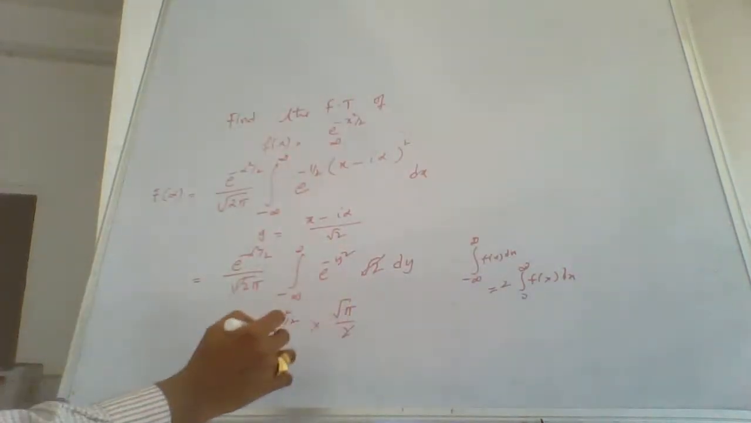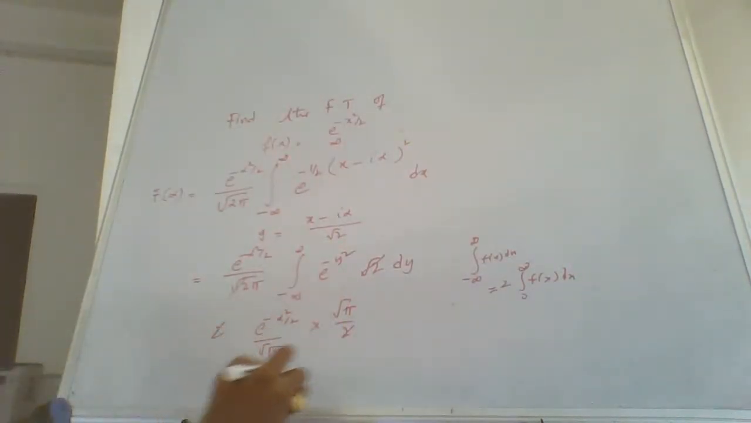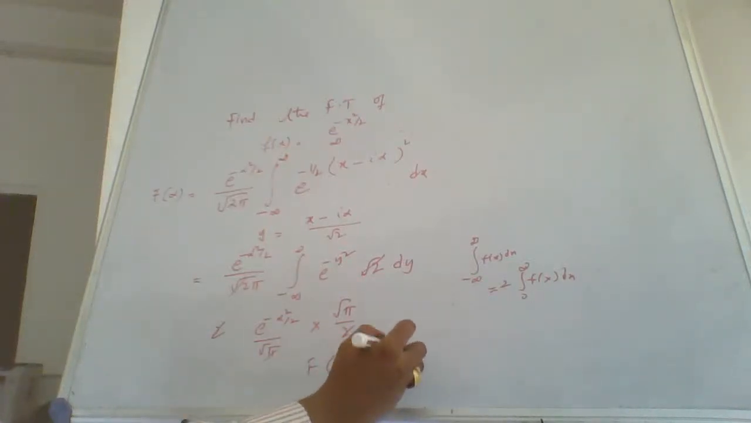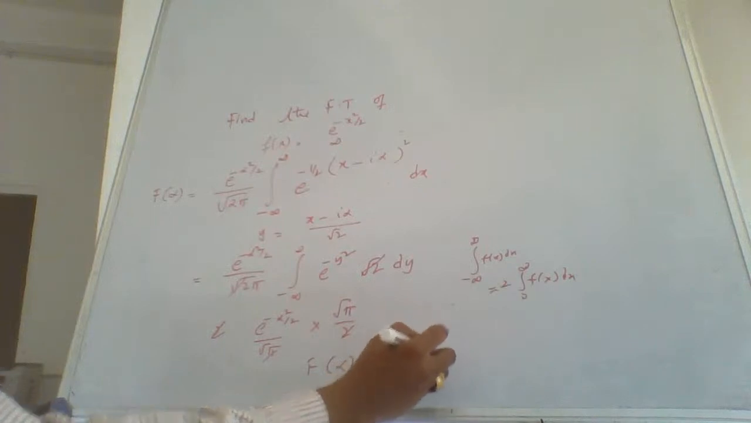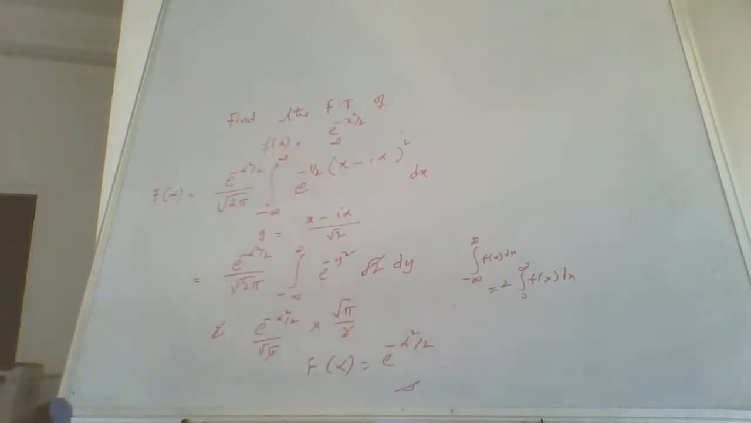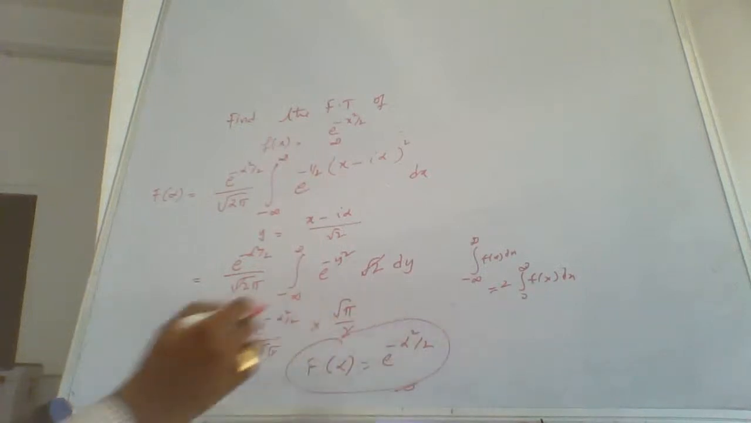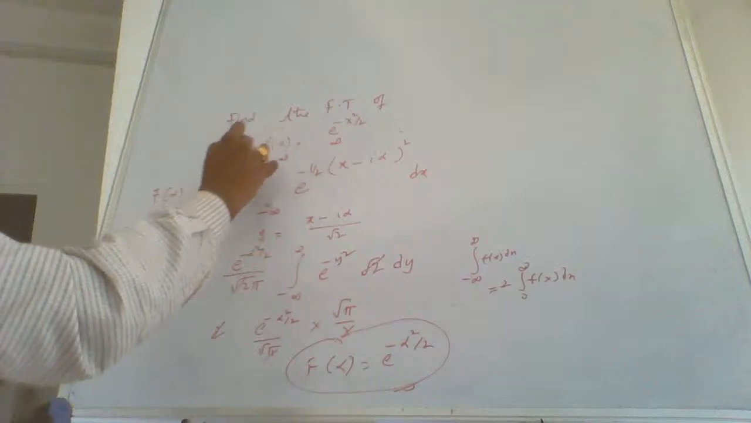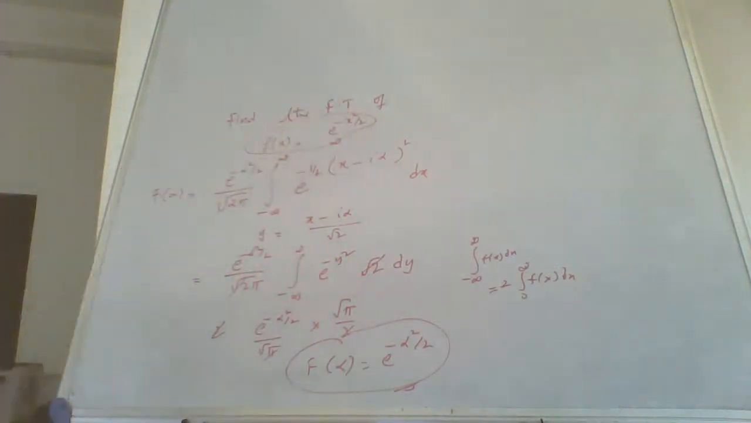So 2 gets cancelled, pi gets cancelled, so I'll be having f of alpha, which is e to the power of minus alpha square by 2. So this results. Now if you notice, f of alpha is e to the power of minus alpha square by 2 and f of x is e to the power of minus x square by 2. So that is the transformation which we have done.